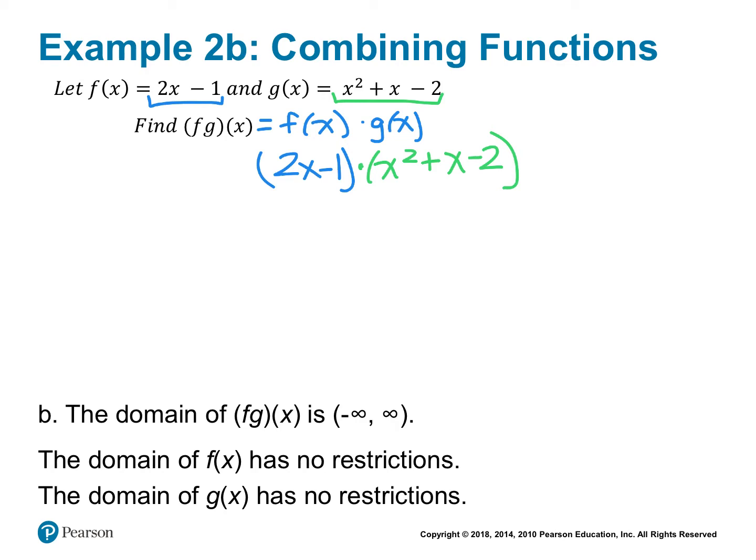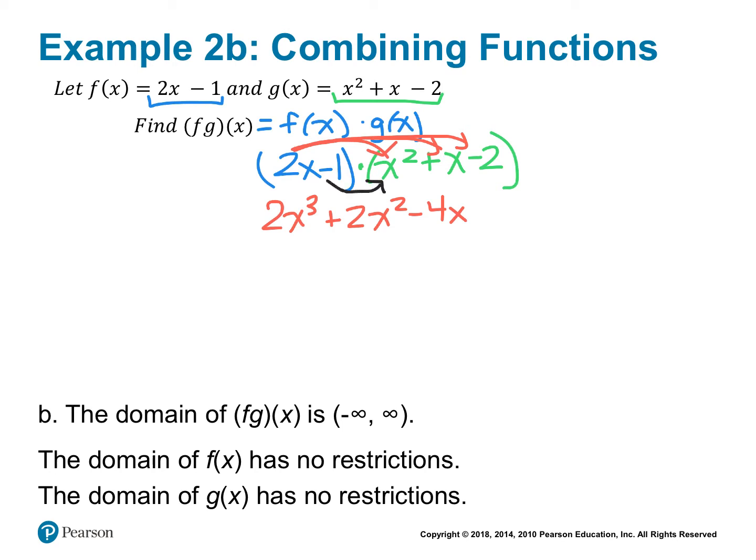So I'm going to apply the distributive property. You think of FOIL on this one, but there's a binomial and a trinomial. So 2x times x squared would be 2x to the third. 2x times x would be positive 2x squared. 2x times negative 2 would be negative 4x.